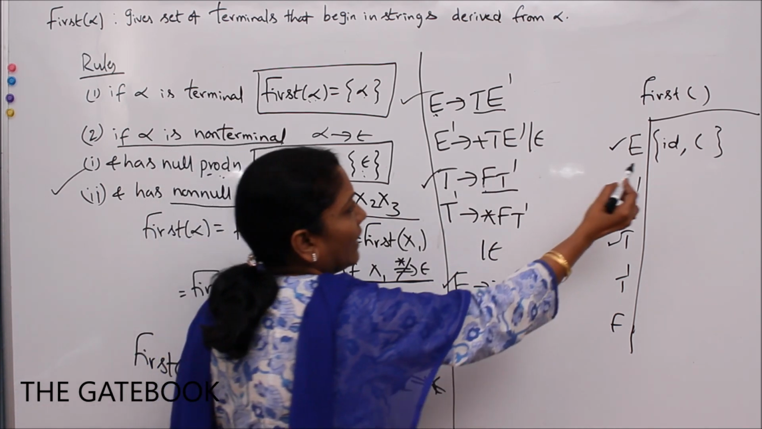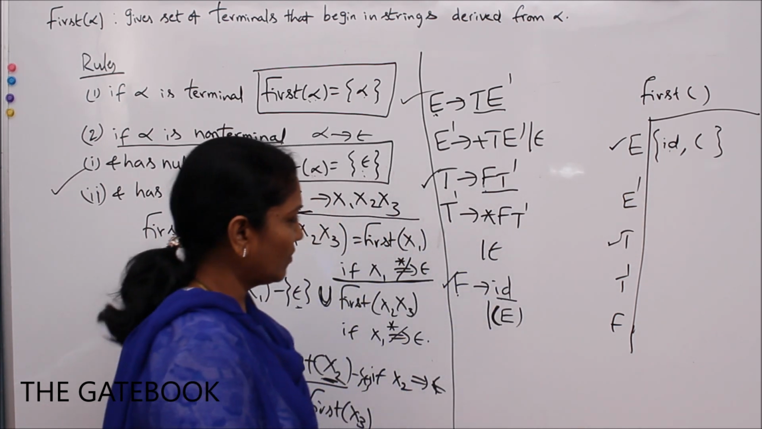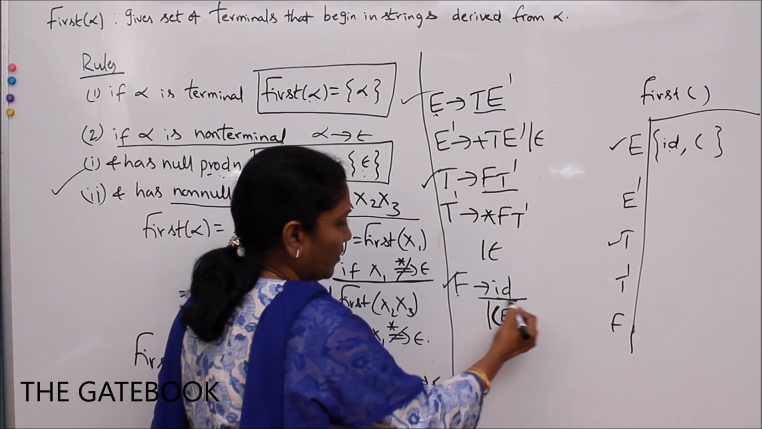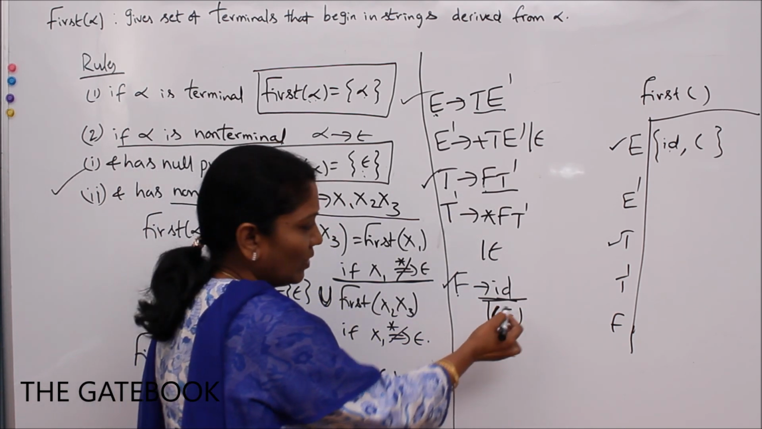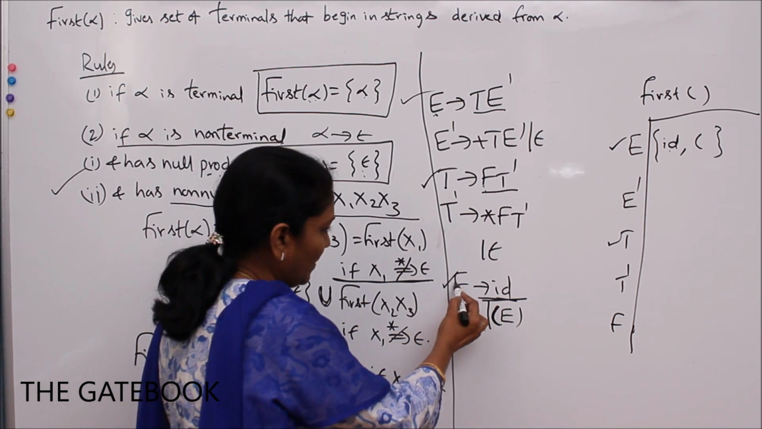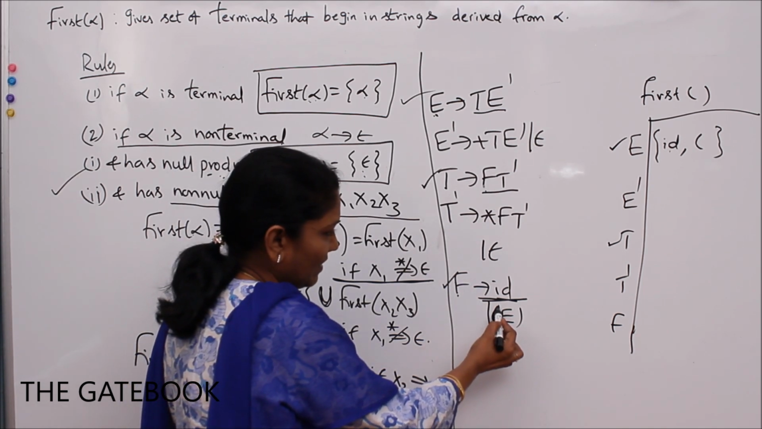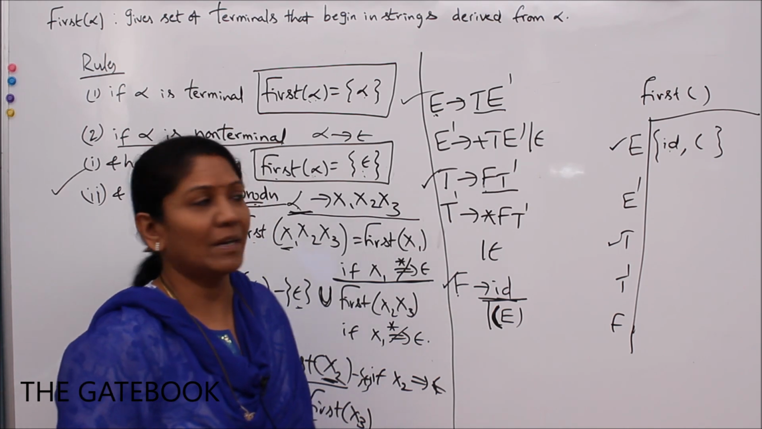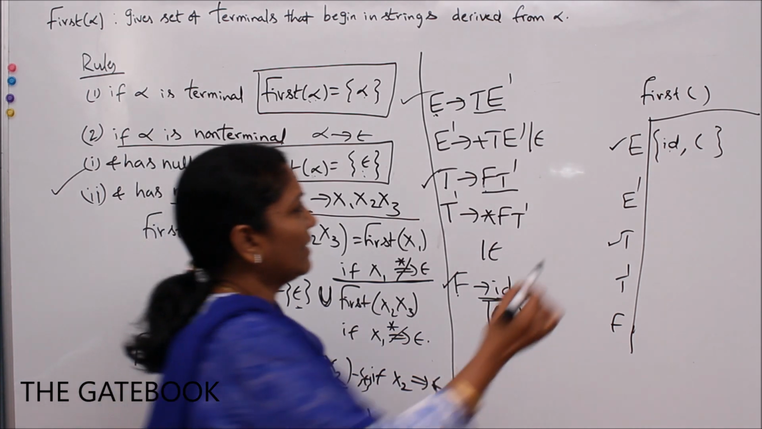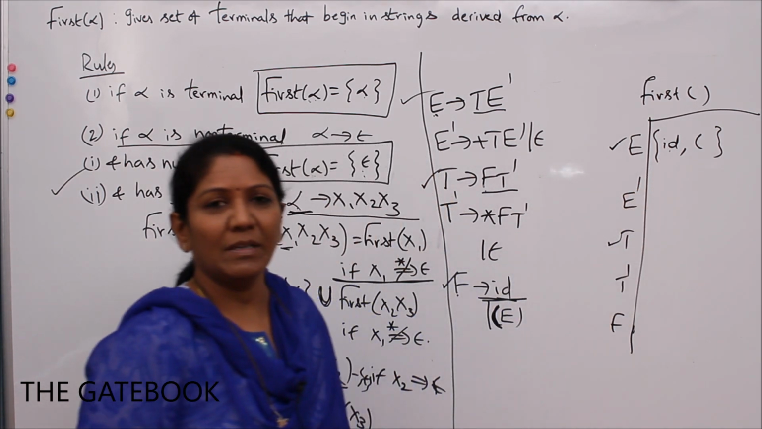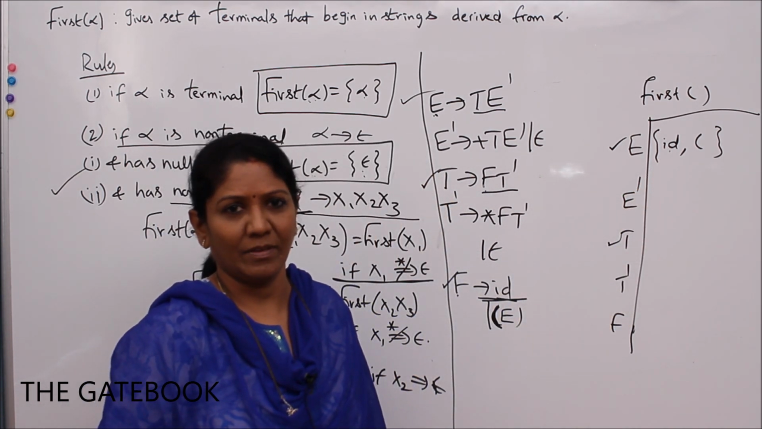So add ID. This is what you get if you apply the procedure for the first production. You have one more production here. Apply the rule even for the other production. So first of F is first of the first symbol, which is left parenthesis, which is a terminal, hence it ends with left parenthesis. Since it is ending with only terminal symbols, it ends there.